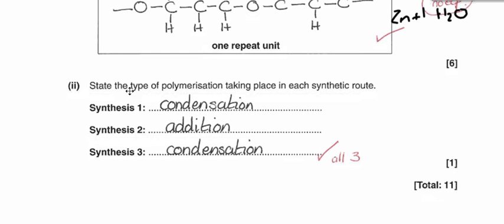So state the type of polymerization taking place in each synthetic route. So the first one, condensation, we had our single monomer with an OH and a carboxylic acid, which same monomer joined with the same monomer, losing water. We've got addition because we had that double bond breaking, and then finally condensation because we had two different types of monomer forming that ester linkage.